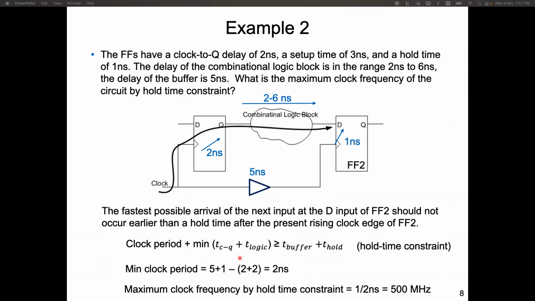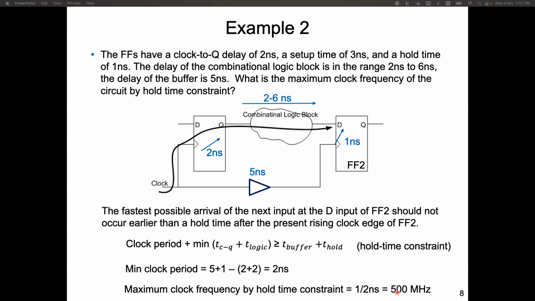Now we put in the values. So the minimum value of this clock and T logic is 2. T logic minimum value is 2. Move this to the right hand side. So clock period should be greater than T buffer plus T hold minus this 2 plus 2. So it's 2 nanosecond. So minimum clock period here is 2 nanosecond, and this translates to a maximum clock frequency of 500 megahertz.